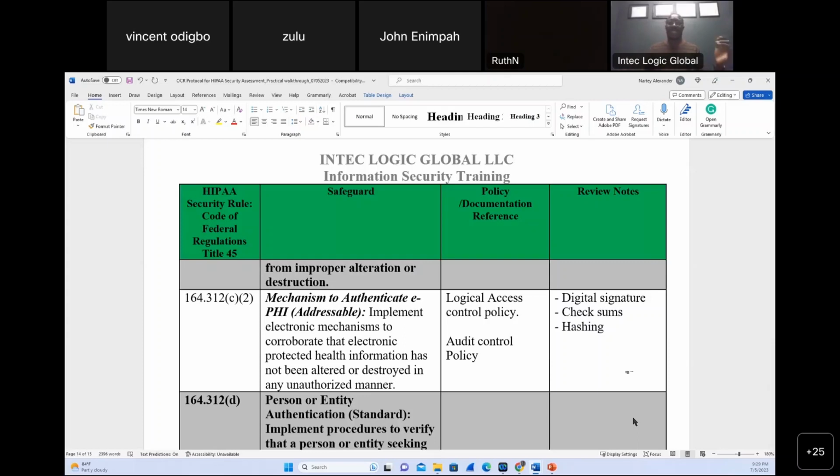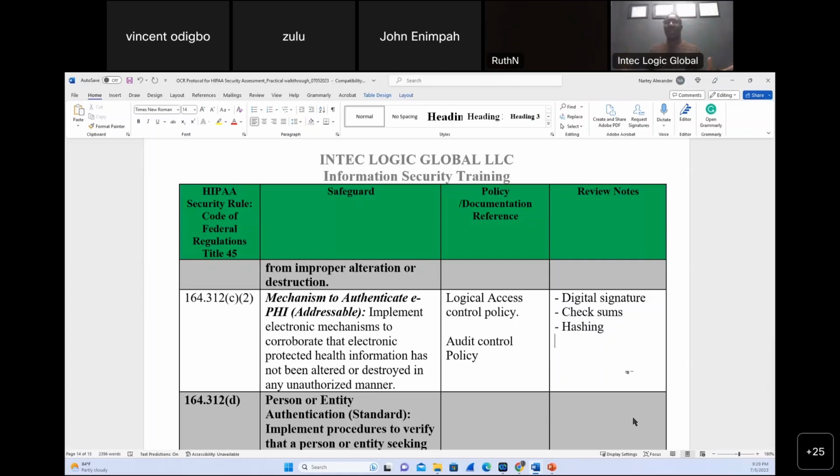Checks and balances. Make sure that everything that A is doing, B is also doing the same thing. So everything is in sync, right? It gives you that assurance that this is secure.